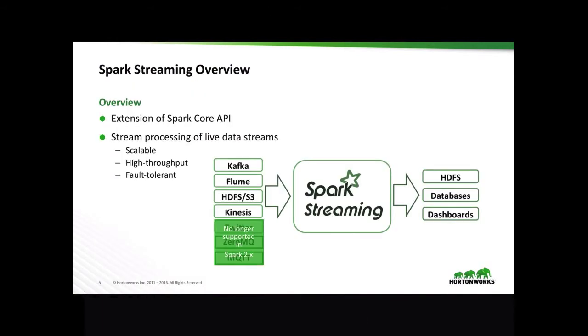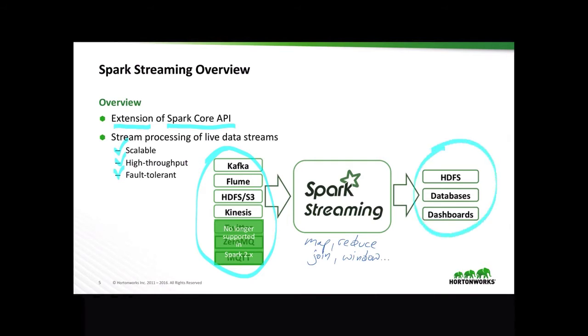Spark Streaming is an extension of the core Spark API that enables scalable, high-throughput, fault-tolerant stream processing of live data streams. Data can be ingested from many sources such as Kafka, Flume, HDFS, S3, and more, and can be processed using complex algorithms expressed with high-level functions like map, reduce, join, and window. Finally, processed data can be pushed out to file systems, databases, and live dashboards. In fact, you can apply Spark's machine learning and graph processing algorithms on data streams.